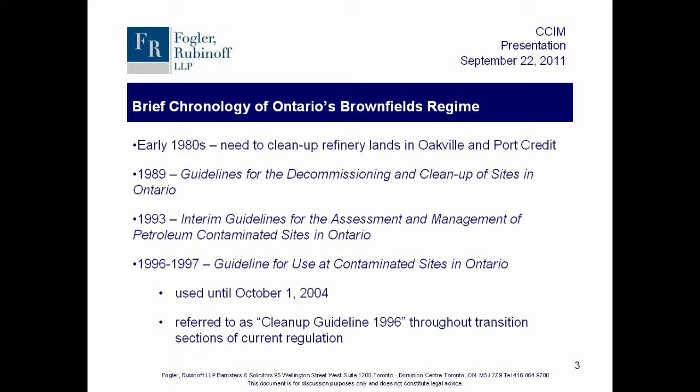And then many of you may be familiar with the 1996 Guideline for Use at Contaminated Sites in Ontario. You can still find it on the internet, and the one I have is the February 1st, 2007 version. But that guideline contained standards that were applied for Phase 1 and Phase 2 assessments, risk assessments, all that stuff. It was used all the way up until October 1st, 2004, when the new soil standards came into force as a result of the Brownfields Amendment Act.